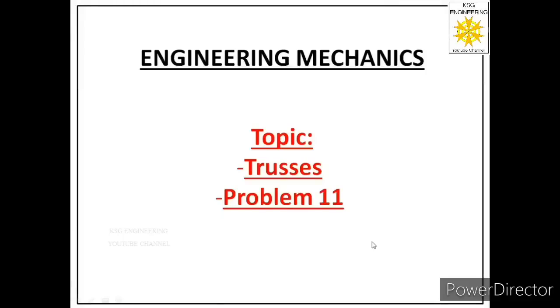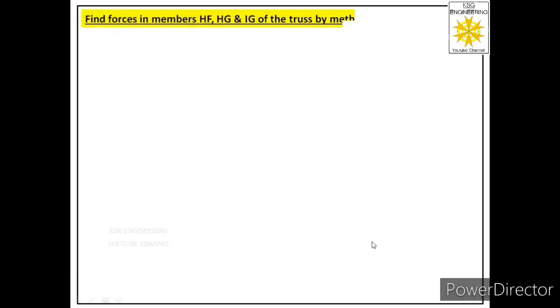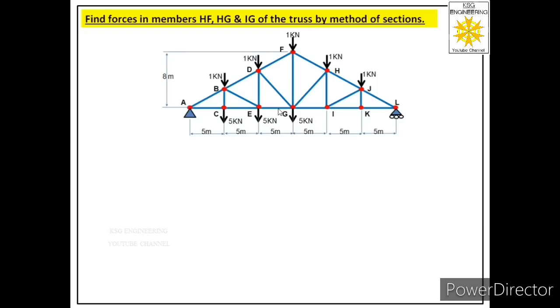Welcome students, today we will solve the 11th problem on trusses and we will solve this problem through the method of sections. So let us start today's lecture. We are given one truss over here and we are asked to find forces in members HF, HG and IG of this truss by method of sections.